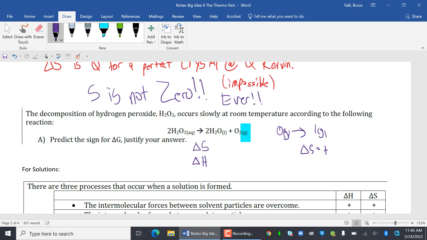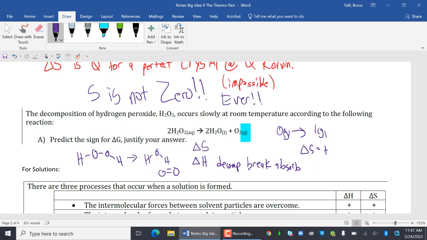Now I've got to figure out delta H. This is a decomposition reaction, and decomposition occurs slowly at room temperature. If it's going to be a decomposition reaction, that means it's probably going to break bonds. Breaking is going to absorb. Let's draw it out a little bit. So I've got that, and it turns into H2O and O2. I don't just break bonds, I also have to form them.